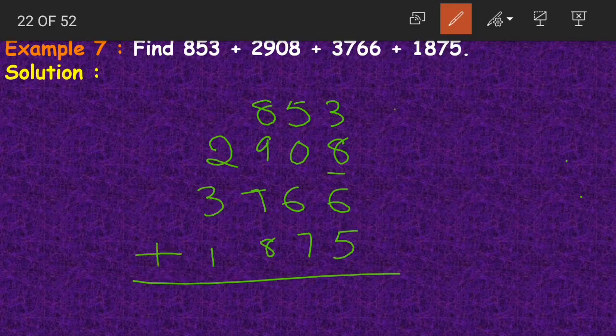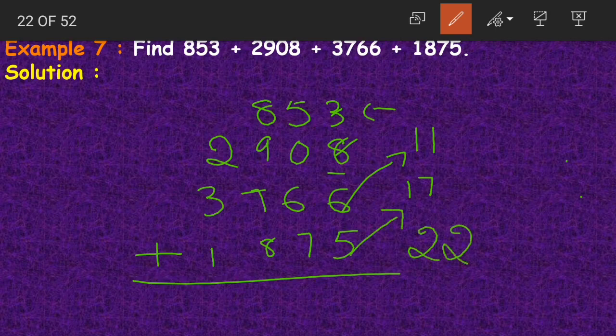Now coming to the ones place, we have 3 plus 8, which is equal to what? 3 plus 8 is equal to 11. Now 11 plus 6 becomes 17, and 17 plus 5 becomes 22. In this 22, this 2 is in the ones place, so I'll write it here. The extra 2 is in the tens place, so I'll carry it. Coming to the tens place, 2 plus 5 becomes 7.